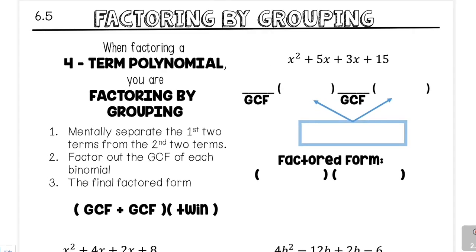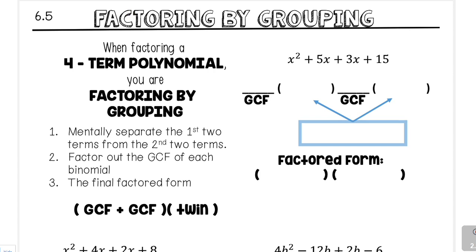Today we are going to be looking at factoring by grouping. When you factor a 4-term polynomial, you will be using factoring by grouping to factor it. So let's look at the steps.